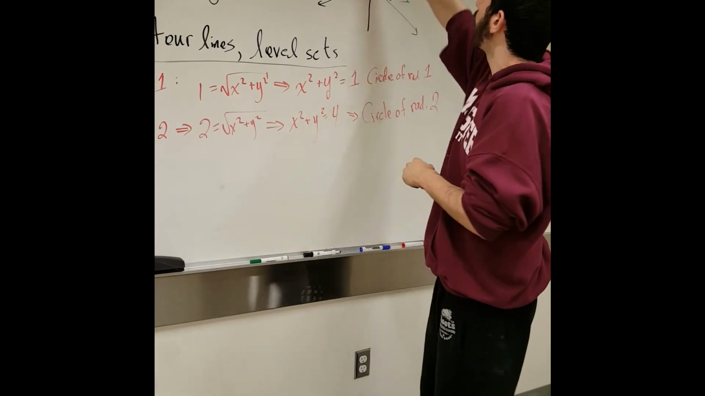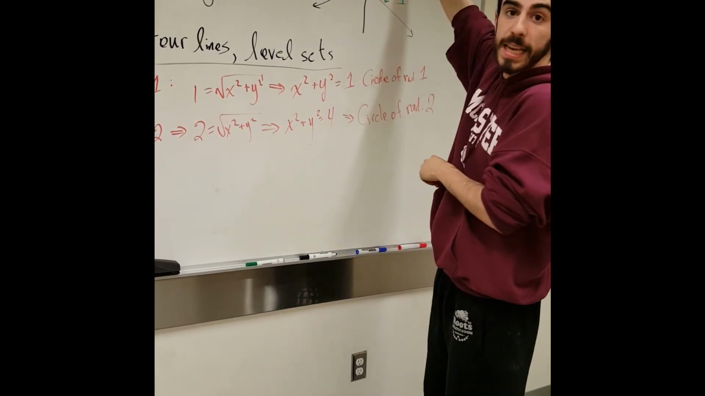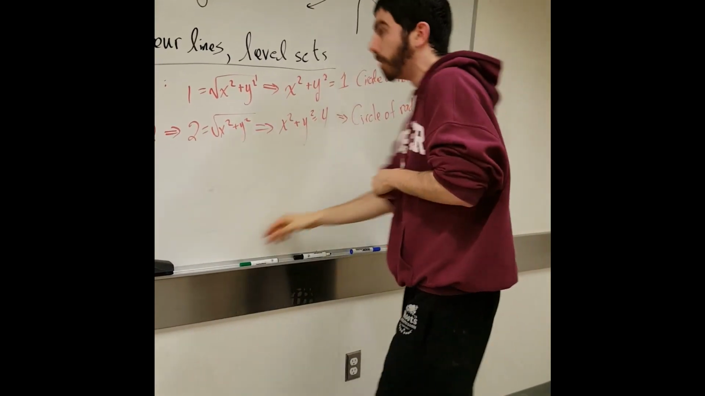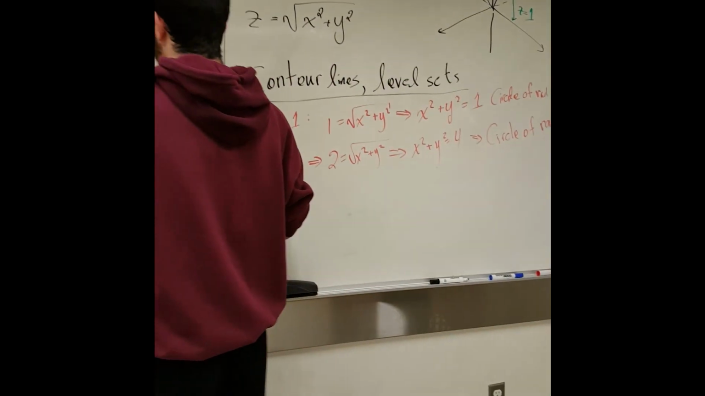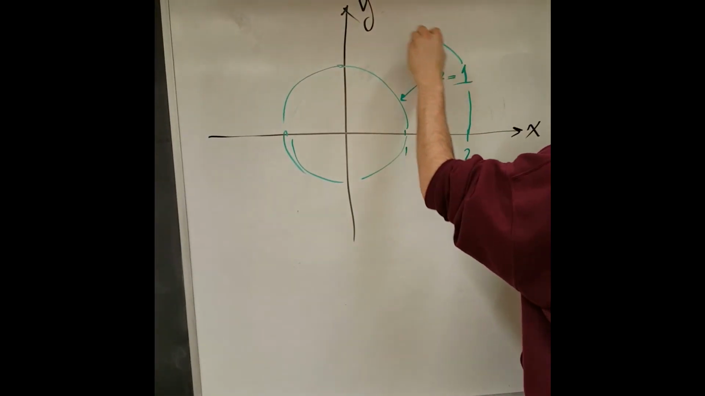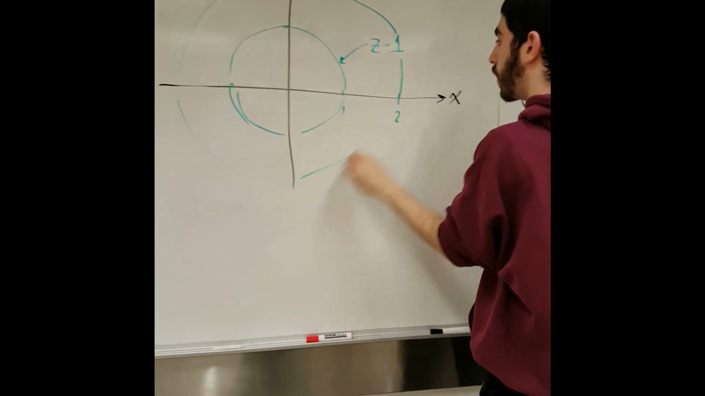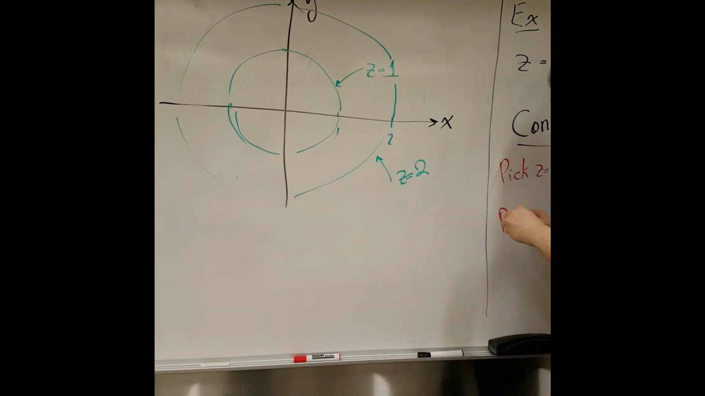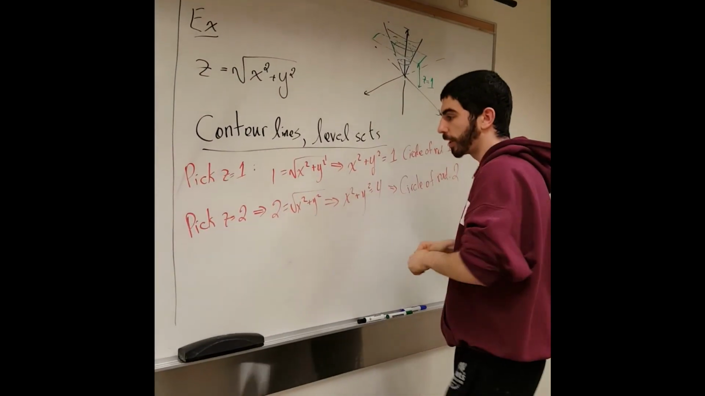So that means if I go to height z equals 2, for example, and I slice it, the cross section is a circle of radius 2. So I can draw that right here. Here's a circle of radius 2. This corresponds to the height z equals 2. Okay. So let's go in the opposite direction now.